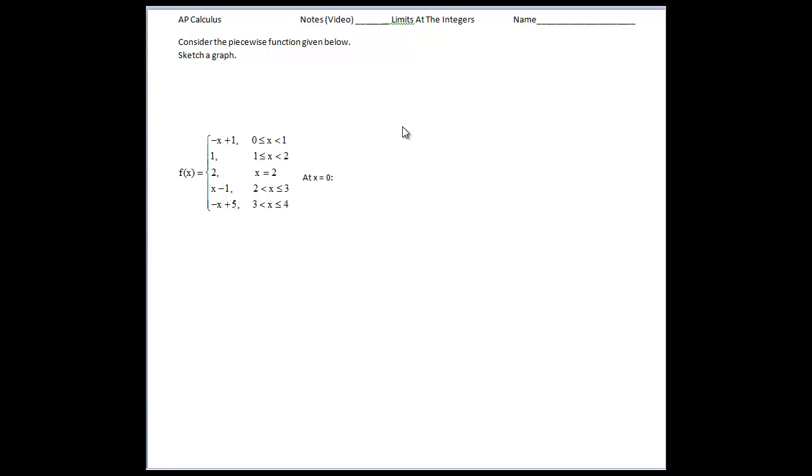Let's consider the piecewise function given below, and let's sketch a graph. I've just noticed over the years that students need some extra practice with sketching a piecewise graph. So it might be in your best interest to pause the video right now, and then in this area, perhaps you'll want to sketch a graph and then come back and check it. So why don't you go ahead and pause it, and then you can come back and check your work to see how you did.